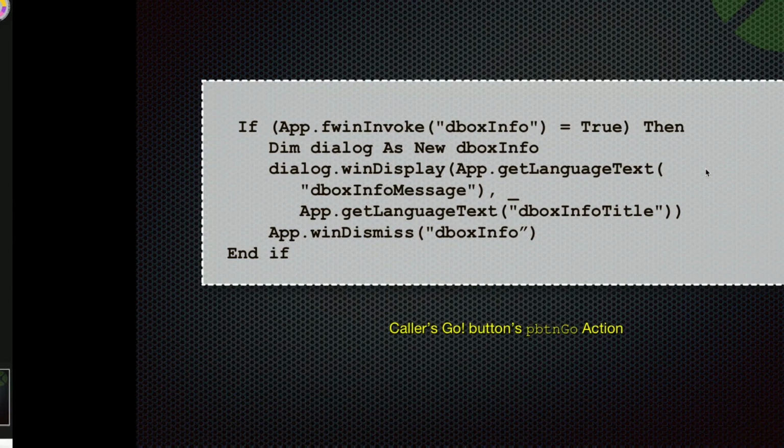All right, thank you. So in this case, there's the app.getLanguageText dbox.info message, and then the app.getLanguageText for the other text. So this is where you would go back and say, okay, give me the local language equivalent of what the dialog box needs to display. And then WinDisplay, of course, starts up the dialog box, and when the user dismisses it, it returns back, and what you immediately do is to call the public method WinDismiss, which basically says that dialog box can be called once again. Any questions about that?